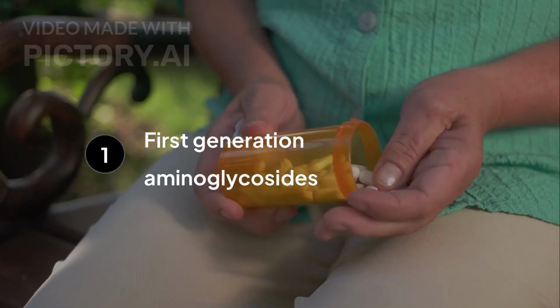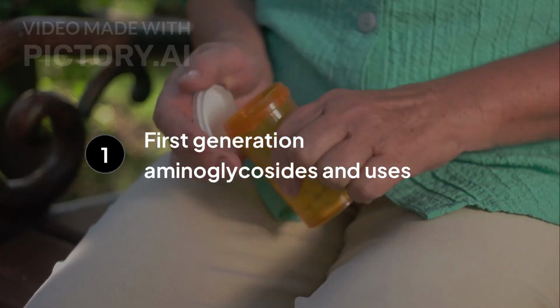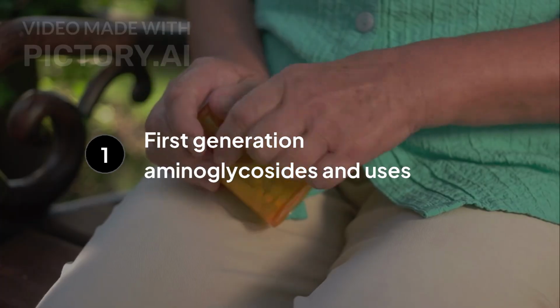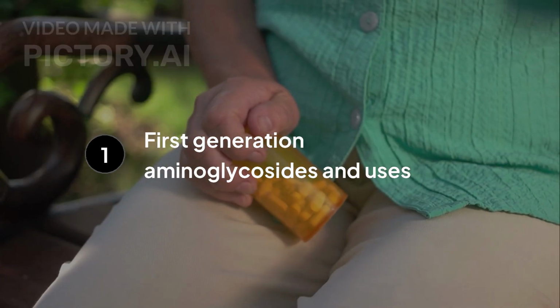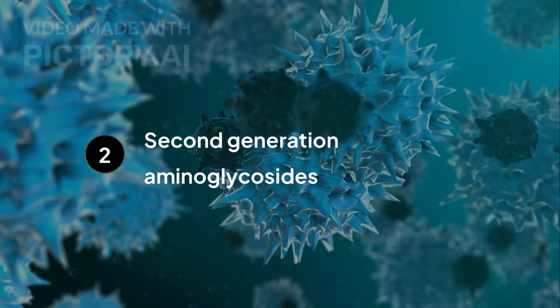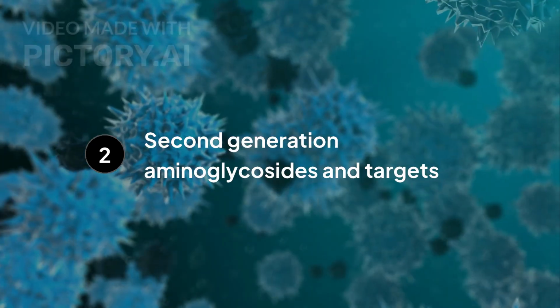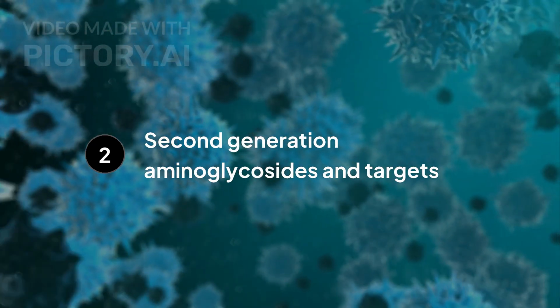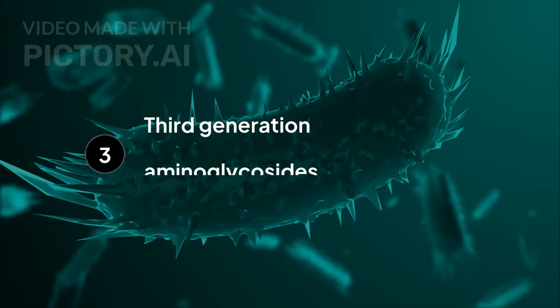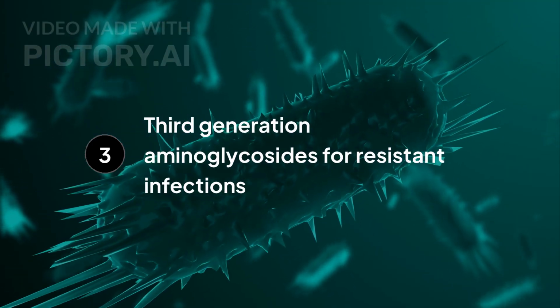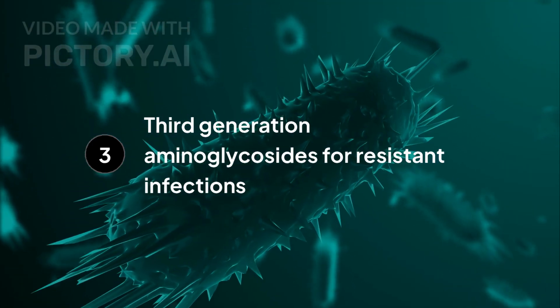The first generation includes streptomycin and neomycin for tuberculosis and topical applications. The second generation, like gentamicin and tobramycin, targets systemic gram-negative infections. The third generation includes amikacin, used for resistant infections.